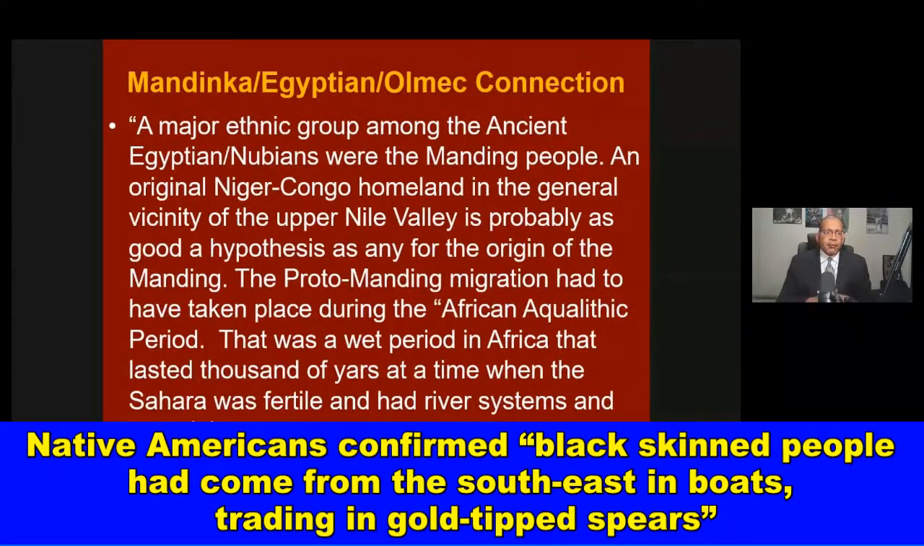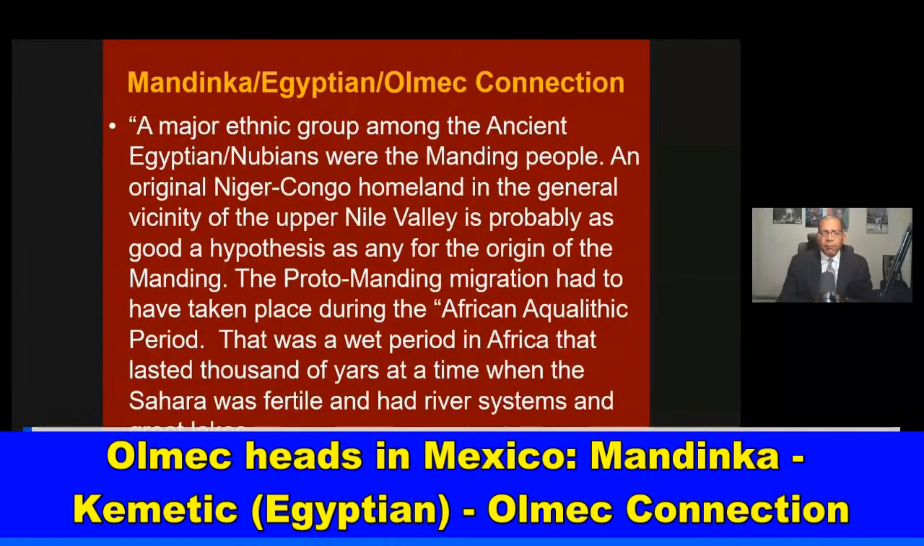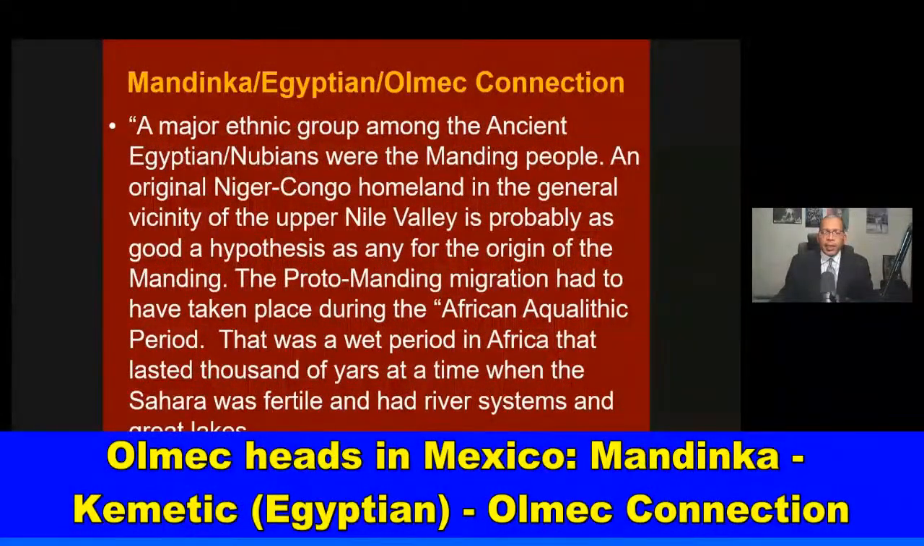He said, quote, "A major ethnic group among the ancient Egyptian Nubians were the Manding people, an original Niger Congo homeland in the general vicinity of the Upper Nile Valley is probably as good a hypothesis as for the origin of the Manding. The Proto-Manding migration had to have taken place during the African Aqualithic period. That was a wet period in Africa that lasted thousands of years at a time when the Sahara was fertile and had river systems and Great Lakes.